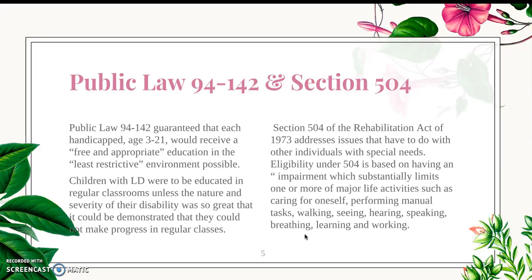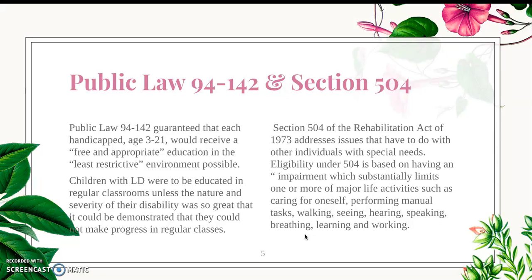So Public Law 94-142 guaranteed that each handicapped child age 3 to 21 would receive a free and appropriate education in the least restrictive environment possible. For children with LD, this meant that children with LD were to be educated in a regular classroom unless the nature and severity of their disability was so great that it would be demonstrated that they could not make progress in regular classes.